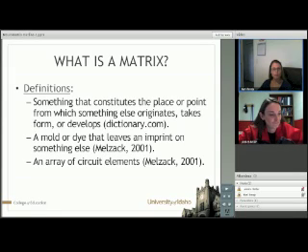Another definition by Melzack is a mold or die that leaves an imprint on something else. In this sense, the neuromatrix casts its distinctive signature on all inputs that flow through it. And last, it is an array of circuit elements. The neuromatrix is an array of neurons genetically programmed to perform the special function of producing a signature pattern.